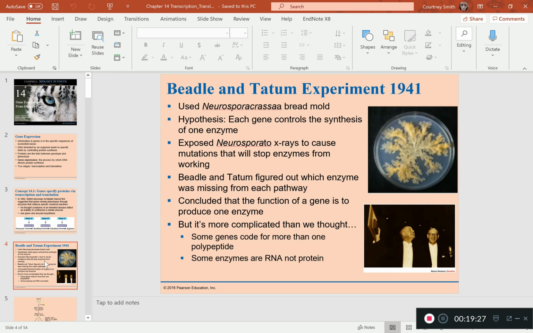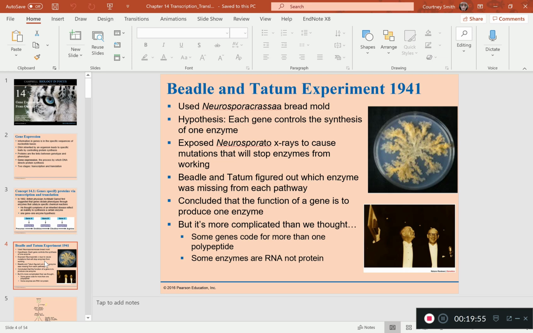With the Beadle and Tatum experiment, I do want you to know what organism they used, and it was Neurospora, a common bread mold. The reason they used it was because it's pretty simple, and also because it can create progeny very, very quickly. Its life cycle is very quick, so they don't have to wait months on end for it to grow. It pretty much grows overnight.